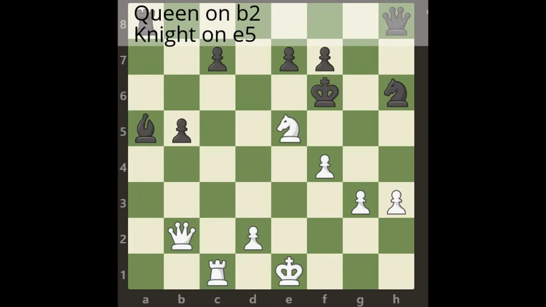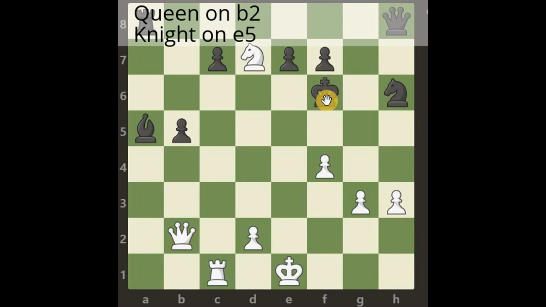Now let's see what is meant by double check. Double check is very similar to the discovered check. The only difference here is that not only the unmasked piece gives a check to the adversary's king, but also the piece which is moved. Now we will take the same example to explain the double check. Here, instead of moving this knight to d3 square, we will move it to d7 square. Now when the knight is moved from e5 to d7 square, here the knight is giving a check to the king, and also it cleared the way for this queen on b2 square, which gives a check to the black's king.